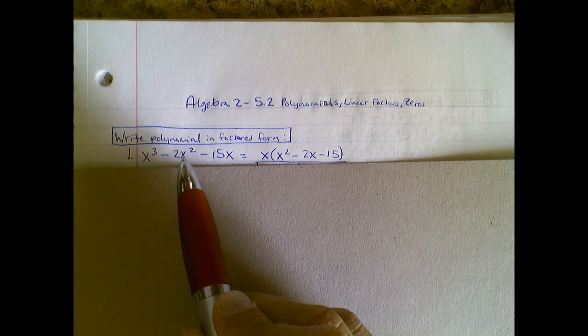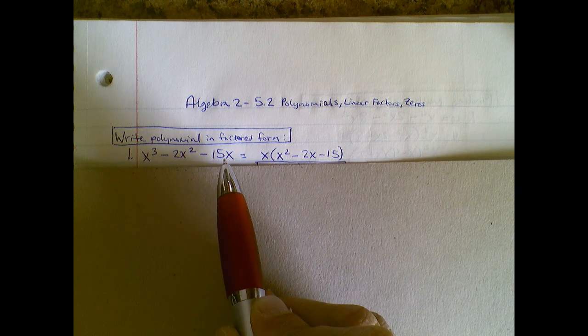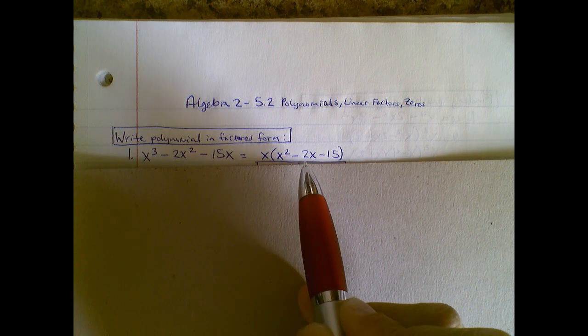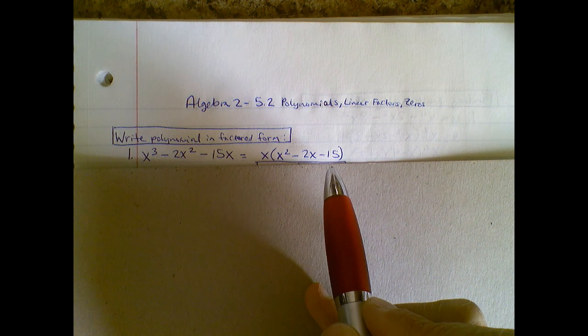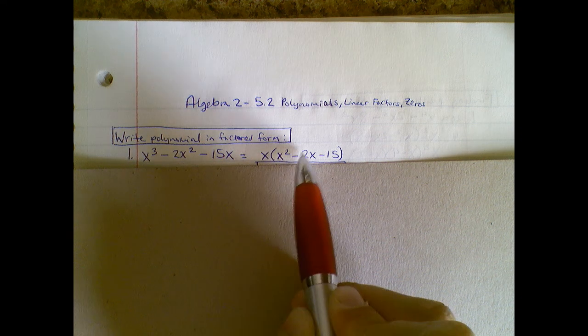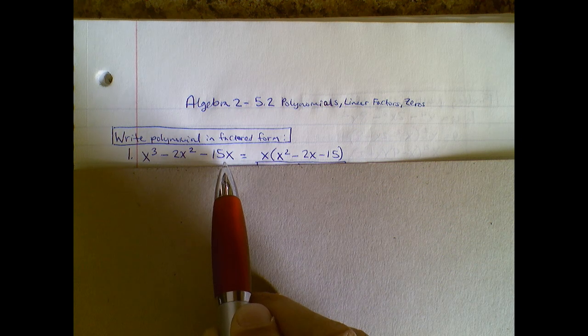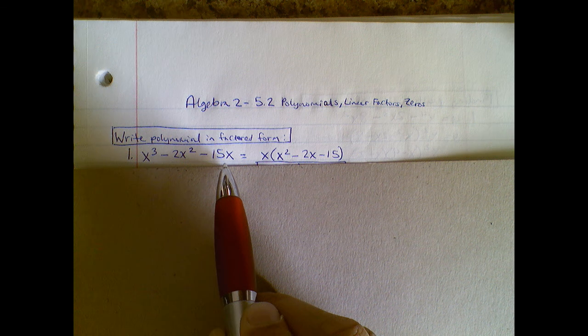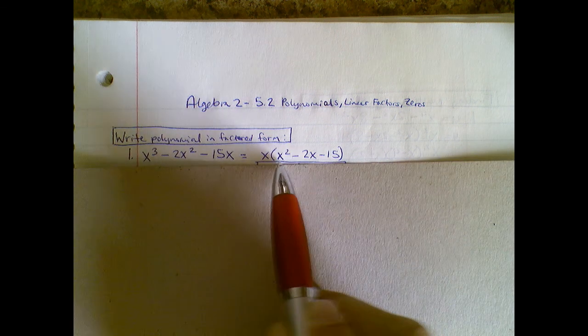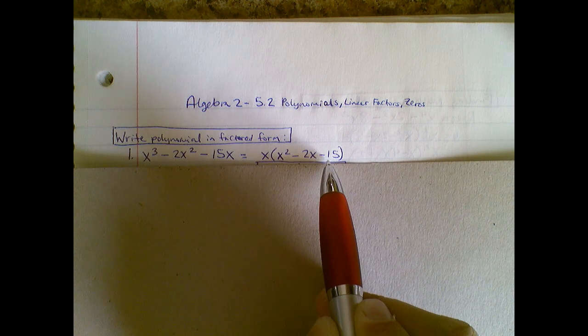If we divide each of these by x or take an x away from each of them, then we have x squared minus 2x minus 15 left over. If you want to distribute to check to see if you have what we originally started with, that would be a good way to check your work. And then this part inside parentheses, we're going to see if it factors further.